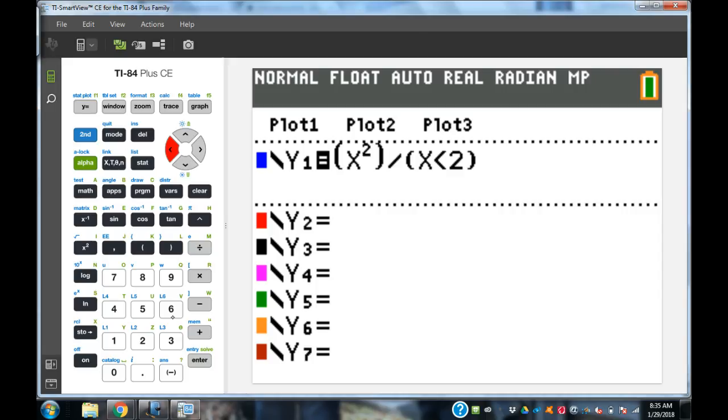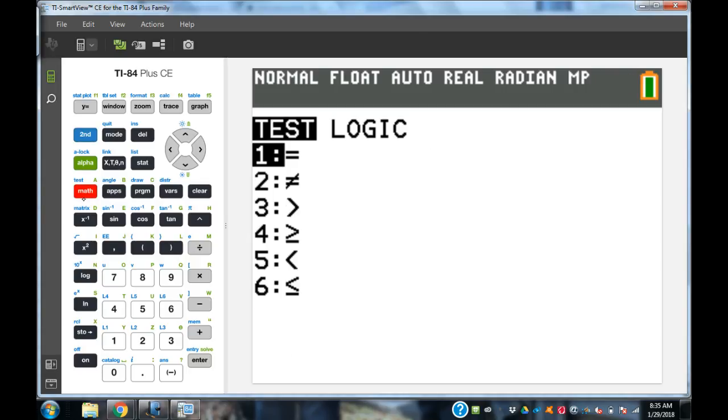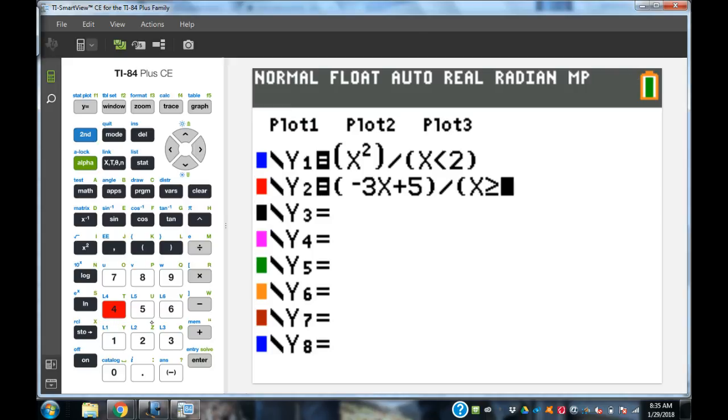Okay. Now, y2, I'm going to put in the negative 3x plus 5. I didn't put it in parentheses. There we go. This is negative 3x plus 5. Close parentheses. Divided by parentheses x. And then to get the inequality symbol, I hit second math. And I want greater than or equal to, which is 4. And then 2.